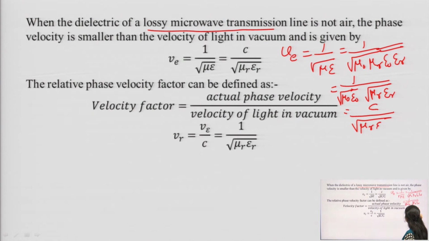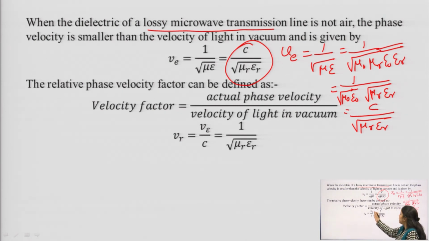So, what are we getting here? This is the phase velocity when there is a lossy medium, and accordingly we can calculate the velocity factor. The velocity factor is given by the actual phase velocity upon the velocity of light in a vacuum. So, what will be the actual velocity? Because there is no medium which is lossless. In practical conditions, we always say that a medium is lossy, but a 100% lossless medium does not exist practically.